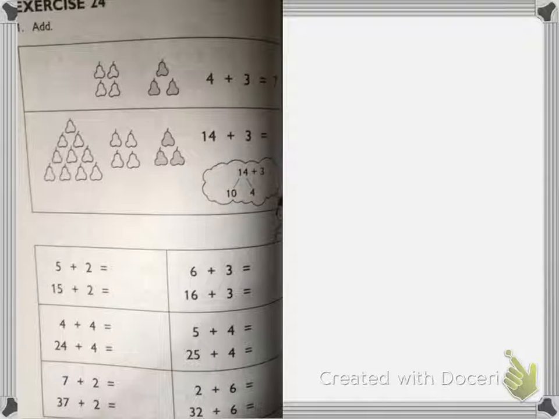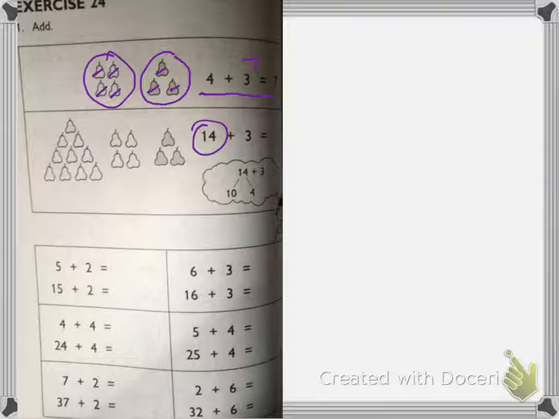Welcome back, Emma. Today we're going to be still adding, and if you look at this problem at the top of the page, 4 plus 3 is 7. It shows you 4 pairs and 3 pairs, and if you counted them up, 1, 2, 3, 4, 5, 6, 7, you would still get 7. But then we're going to start looking at bigger numbers with tens and ones, like what we've been working on.